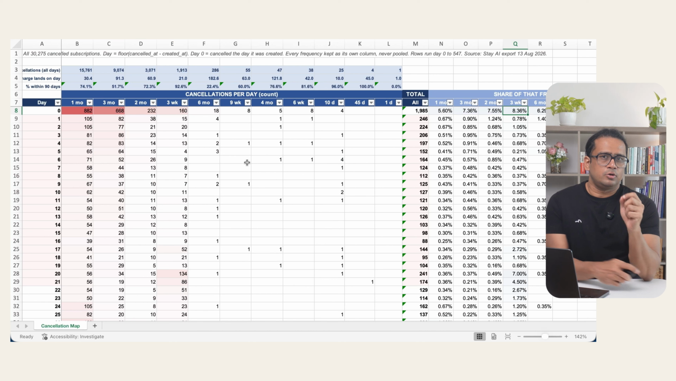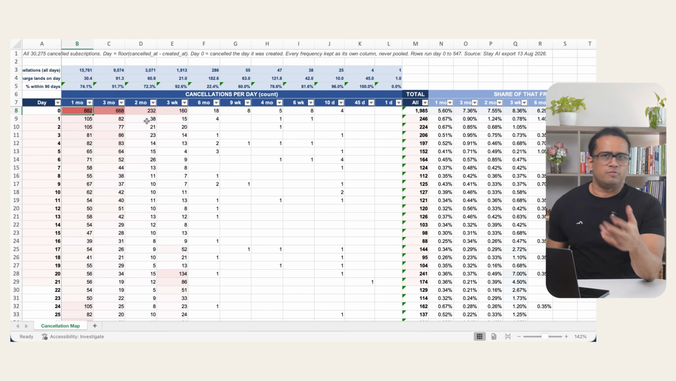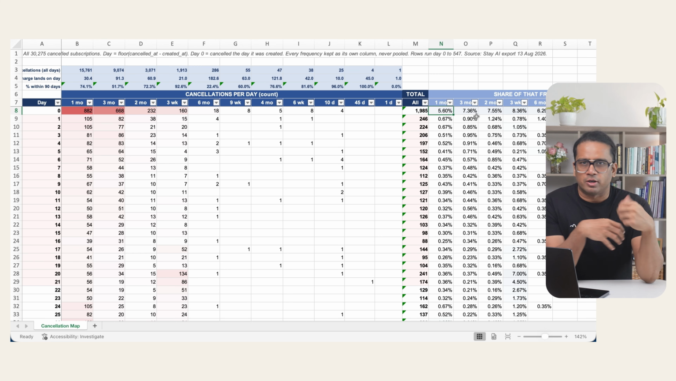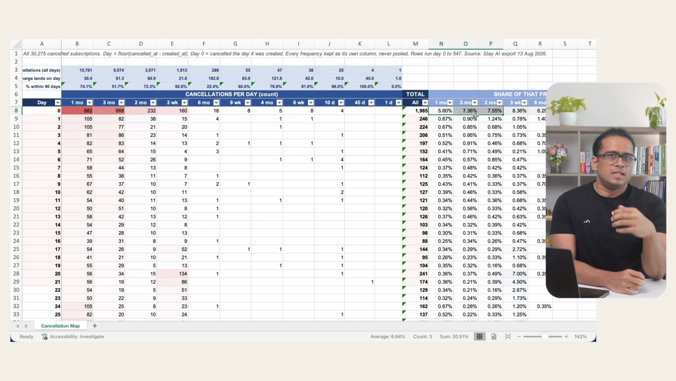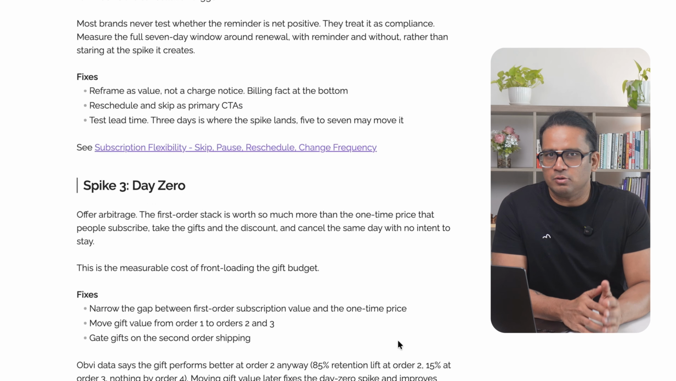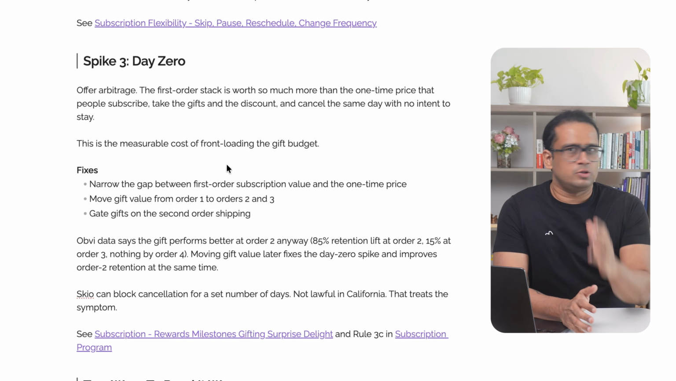882 monthly subscribers canceled on the day they subscribed. That's 5.6 of every monthly cancellation the brand ever had. Then I checked the other frequencies. Quarterly was 7.4, 2 monthly was 7.6, 3 weekly was 8.4. These numbers barely move. That tells you something. If day zero had anything to do with the billing, it would change when the billing changes. It doesn't. Day zero is your offer.